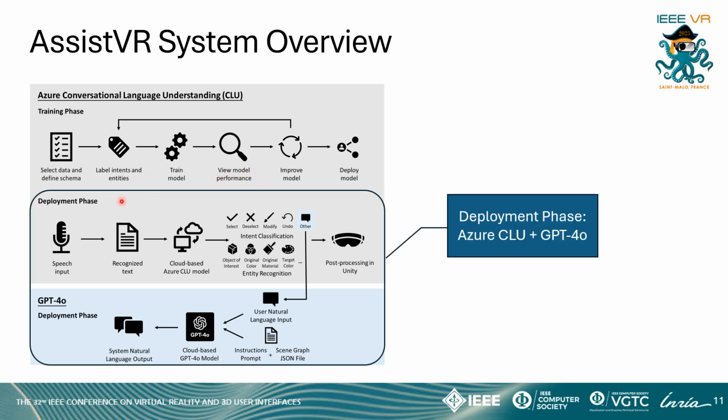In the deployment phase, both models are involved. Speech input is recognized, and Azure CLU classifies the user intent and extracts key entities from the user input. If the intent falls under a predefined category, the recognized intent and entity is sent to Unity for post-processing. Otherwise, GPT-4o catches the exception and provides a natural language response based on the user input.